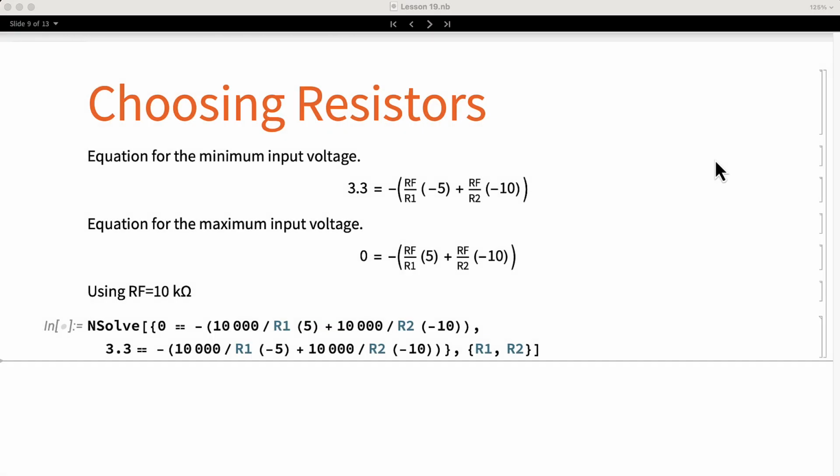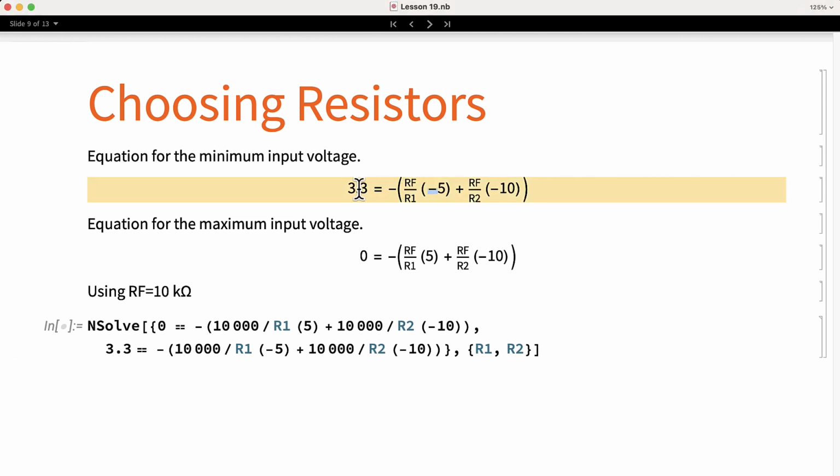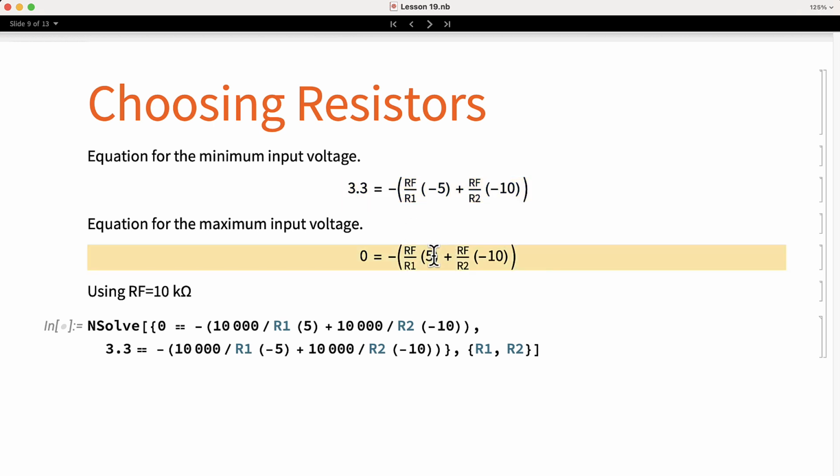Let's start by writing down the equation that needs to be satisfied for the minimum input voltage. When the input is minus 5 volts, the output will be 3.3 volts. Remember that for the minimum input, we produce the maximum output. The second equation is for the maximum input. In this case, an input of 5 volts will produce an output of 0 volts. With this, we have two equations and we have three unknowns, resistors RF, R1, and R2.